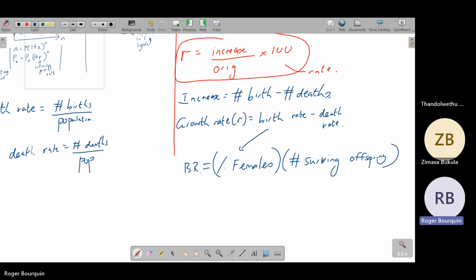Now let's think about death rate. Death rate is linked to life expectancy. If the average lifespan of a lion is 20 years, in 1 year what proportion of lions would you expect to die? 1/20th, right? So death rate is going to be equal to 1 over the life expectancy.